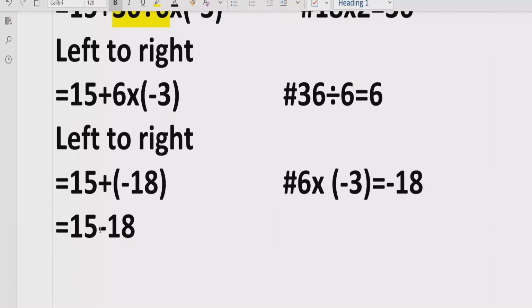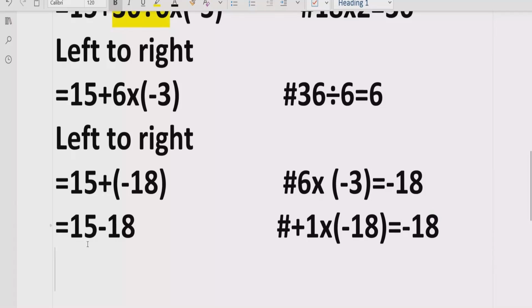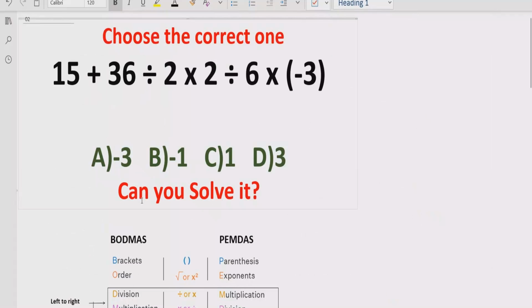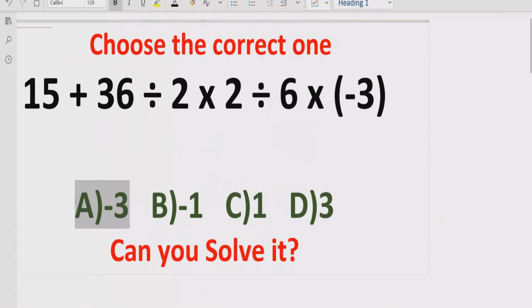Here we have to solve first the plus 1 multiplied by -18, and it becomes -18. So now we have two terms which are subtracting each other, 15 minus 18. So we get the answer minus 3. So the answer of the given expression is minus 3. If you see the answer list, answer A is the correct answer of this expression.